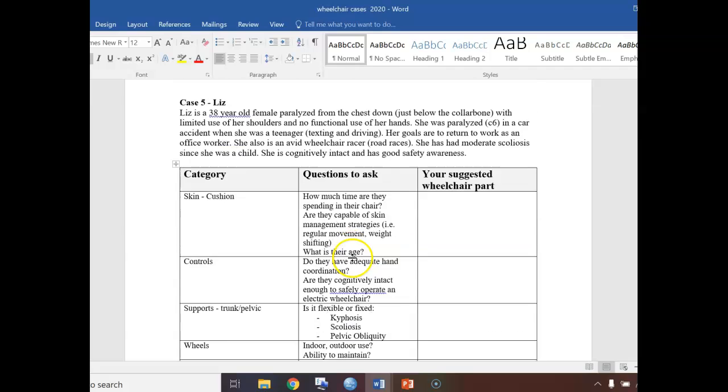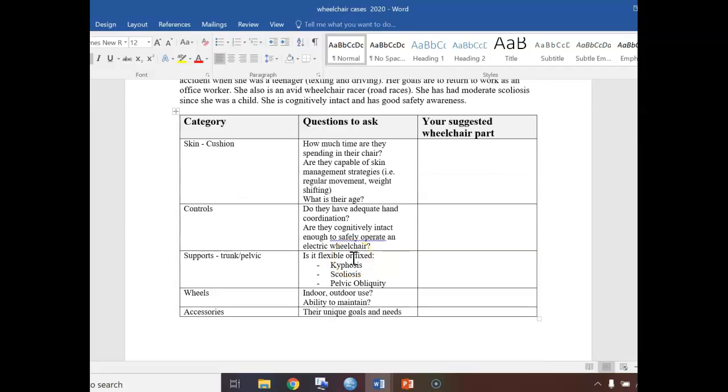And then if you look at this chart at the bottom, try to answer these questions. At least start thinking about these questions. What kind of cushion do they need for their chair? This really relates to their skin. How much time are they spending in their chair? Are they in there all day or not? Can they do skin management on their own, i.e. regular movement, weight shifting? Maybe not. What is their age? If you're older, your skin is a lot more vulnerable. The integrity of the skin can be compromised very easily.